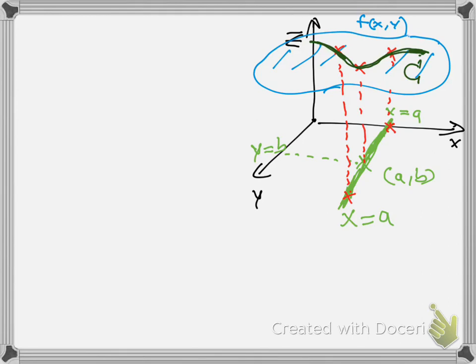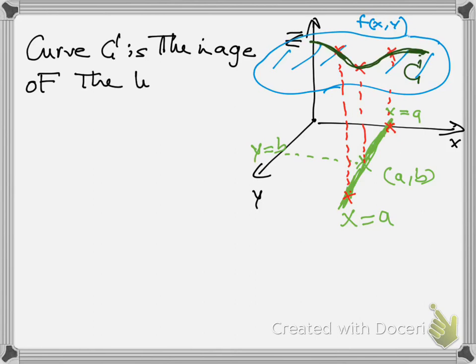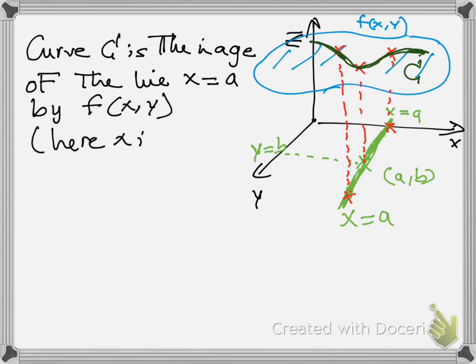This is a curve C. This curve C is the image of the line x equal to a by the function f. So here x is fixed, equal to a.